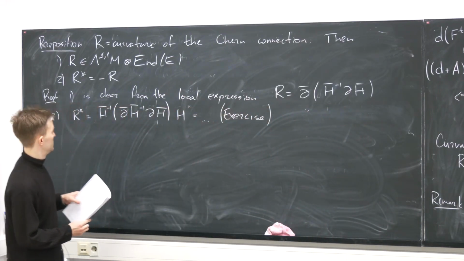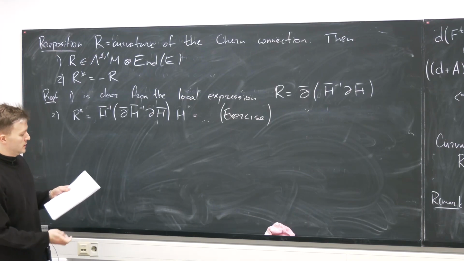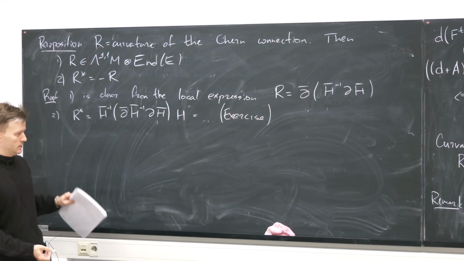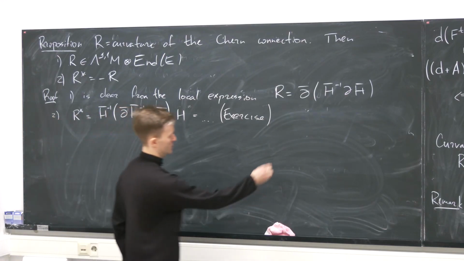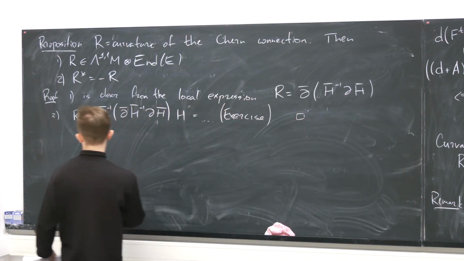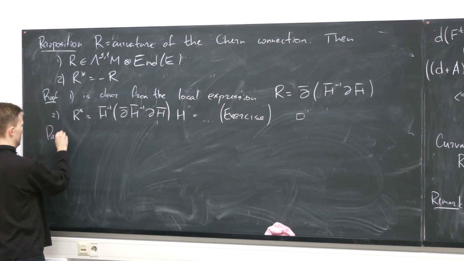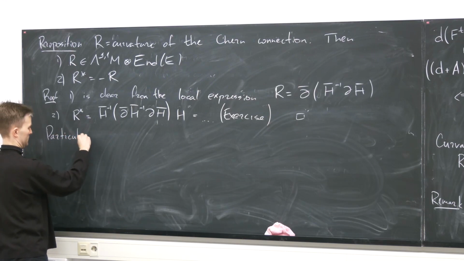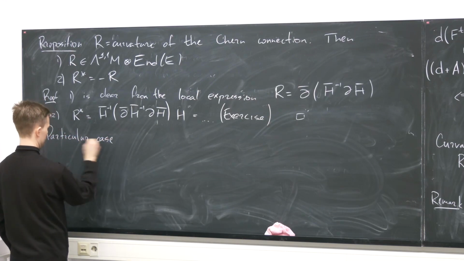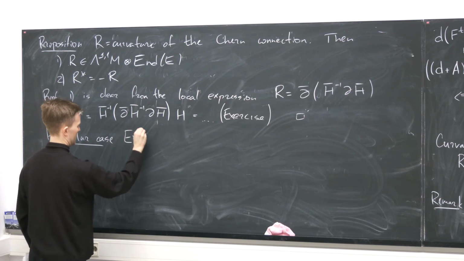So instead of doing this computation, let's look at one particular case when we will use it. We will use this Chern connection in the case when we have a line bundle. So let's take a line bundle L.